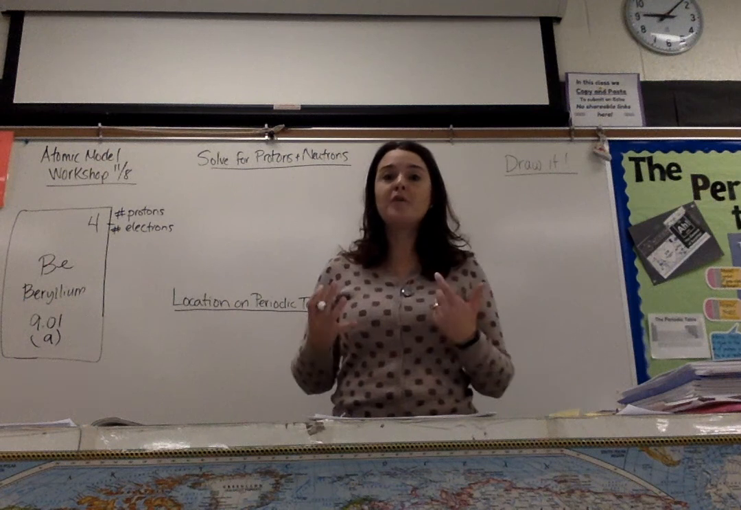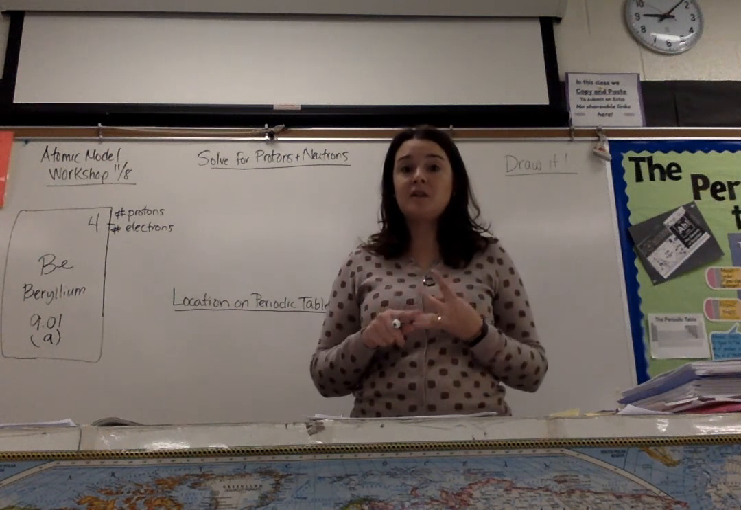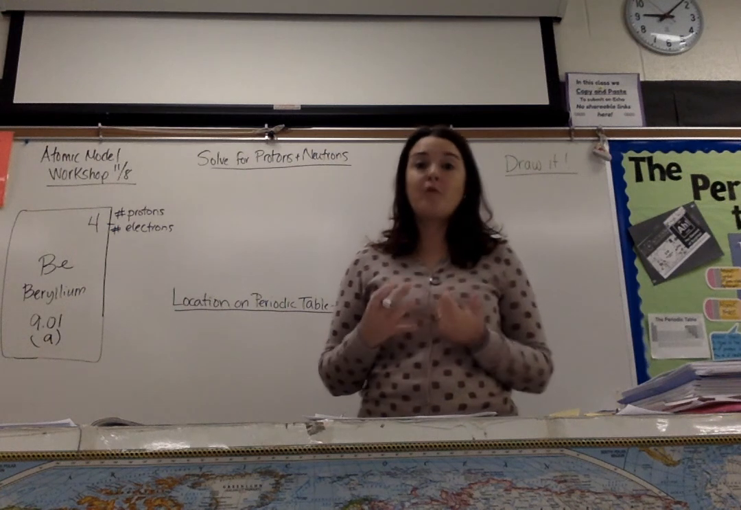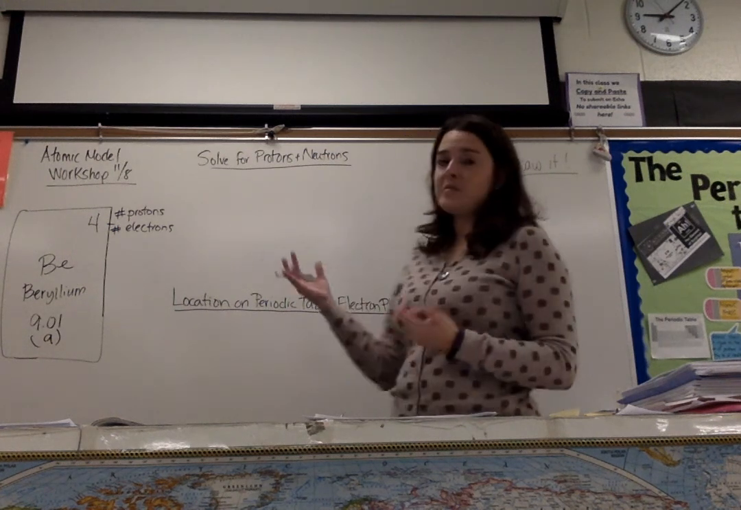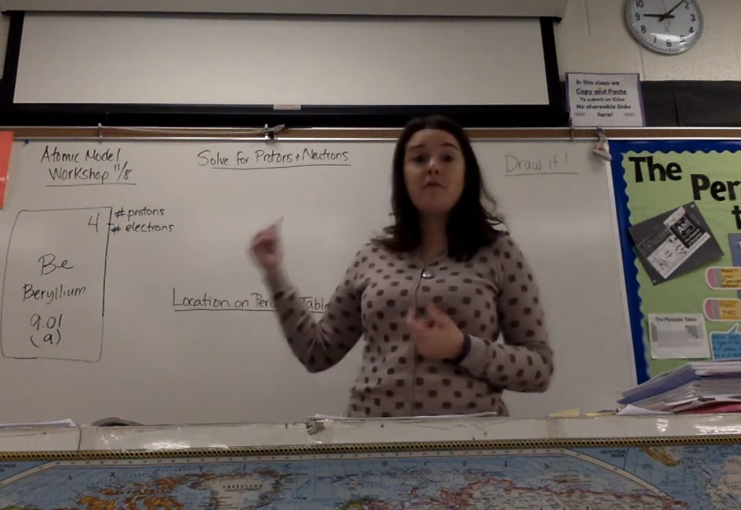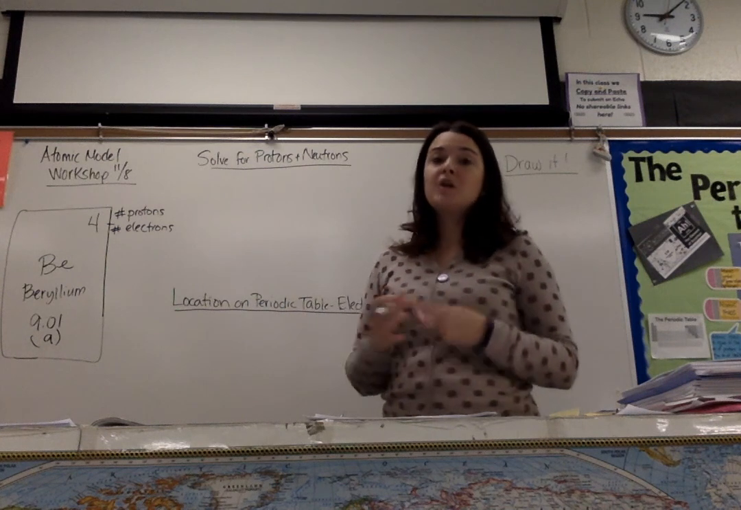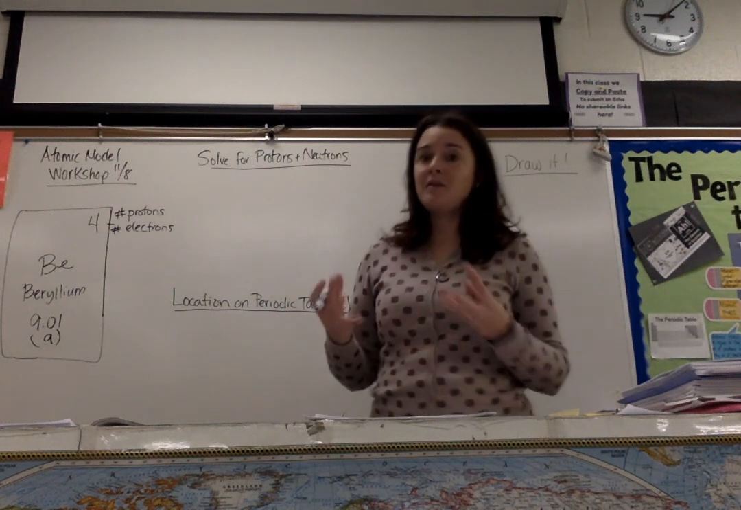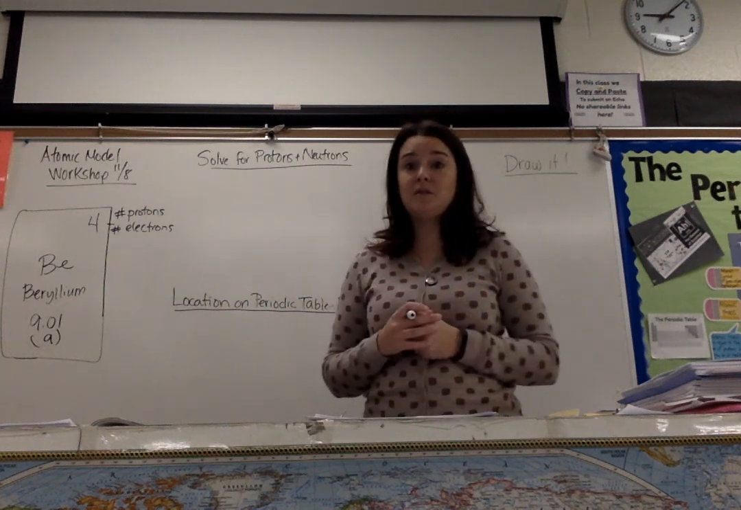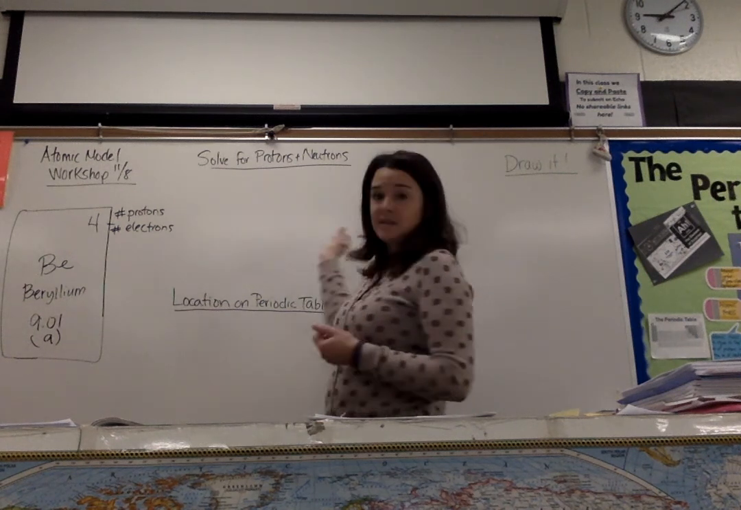Okay, so first thing we want to find out is how many protons, neutrons, and electrons beryllium has in its atom before we can draw it. So far, the periodic table has already told us that it has 4 protons and 4 electrons because it's atom number 4 on the periodic table. So now we have to do a little bit of math to figure out how many neutrons are in the nucleus. To solve for protons and neutrons, we use this equation.